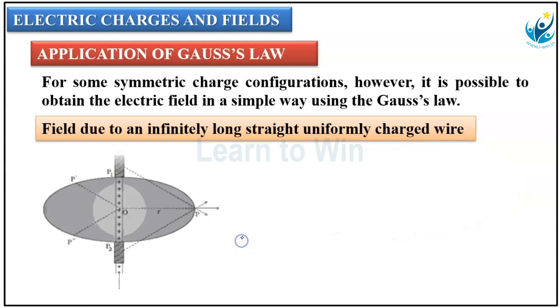This is that wire. Now, on that wire, consider 3 points. What are those points? P, P dash, P double dash. These 3 points are situated at equal distance r from the conducting wire, charged wire. Hence, at all these points, the intensity of electric field is same.